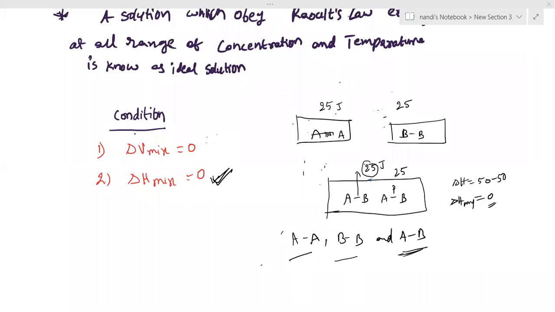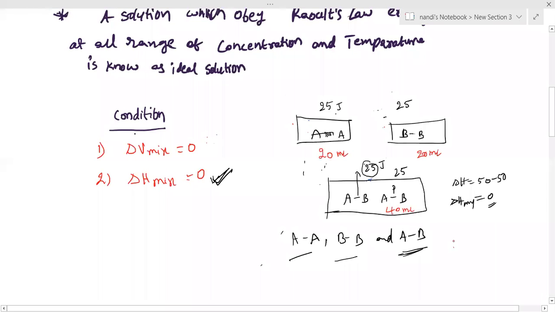Suppose the volume of A is 20 ml. After mixing, the net volume of the solution becomes 40 ml only. There is no change in volume. Delta V mixture equals the volume of the mixture, 40, minus the sum of 20 plus 20, which is 40. How much will we get? 0. So delta V mixture is also 0.